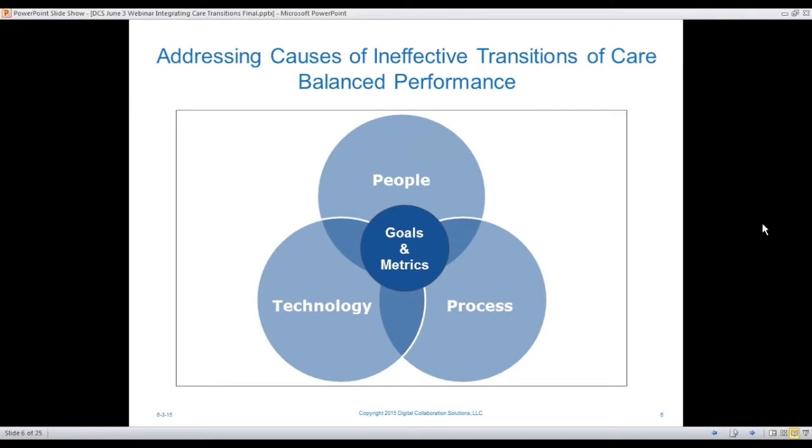As I said, the way we look at that is by saying we need what we call a balanced performance. You have to integrate the people, the processes, and the technology in a way that achieves the goals and measurable outcomes. So many times people will try to use technology and find that it fails because the people using it don't have the knowledge and understanding, or the processes are not well aligned to use the technology.